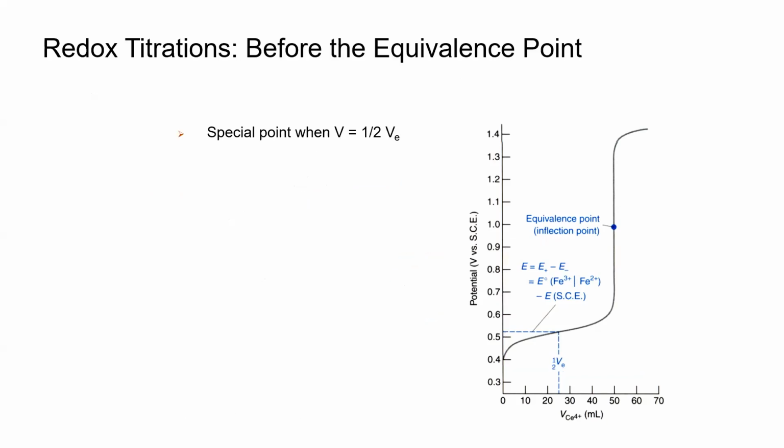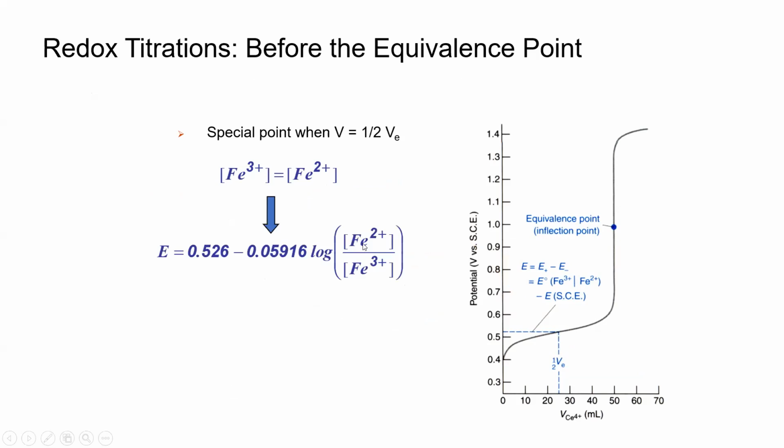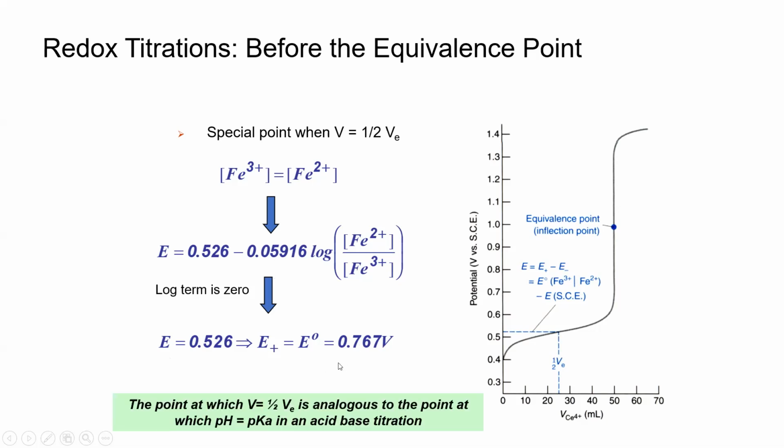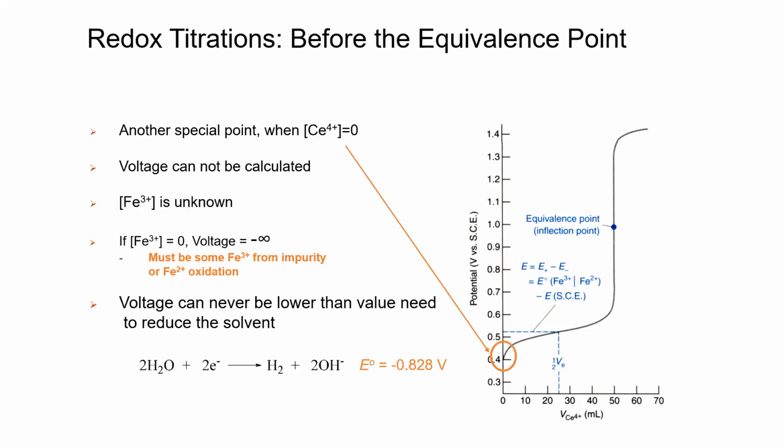But we said that at the half potential, where your iron 2 equals iron 3, this will be equal to 1, and this will be 0, and this will now give us the E, and that will be this minus this, and that will give us that value. So at this point where half of the potential is obtained, it is also the same thing that we use when we're doing acid-base equations, when we say pH equals pKa in acid-base titration.